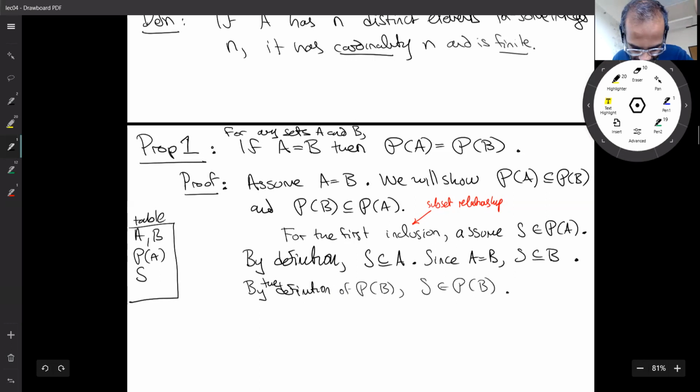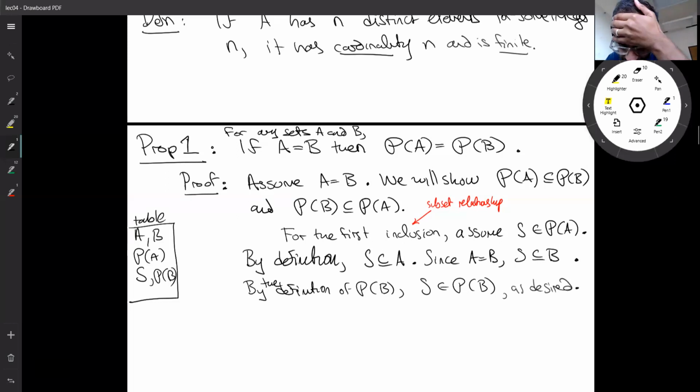And that's it, right? Now we have shown that the power set of A is contained in the power set of B, because I assumed S is an arbitrary element of the power set of A. So I can just write "as desired." So I showed the first inclusion.